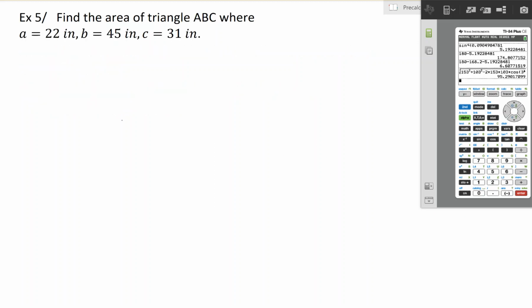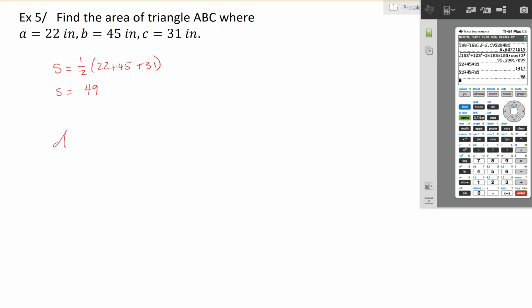So let's see how we would use that. We first have to figure out what our semi-perimeter is. It's 1/2 of 22 plus 45 plus 31. So S is, here we go, 22 plus 45 plus 31. There we go. And oops, I did a times, fix that, did a plus, and so that's 98, and then of course if we divide that by 2 we're going to get 49. So our semi-perimeter is 49.